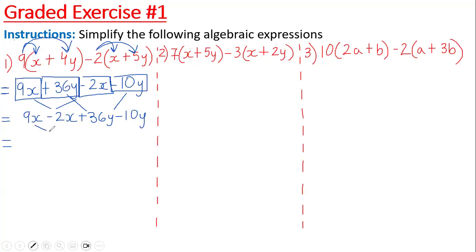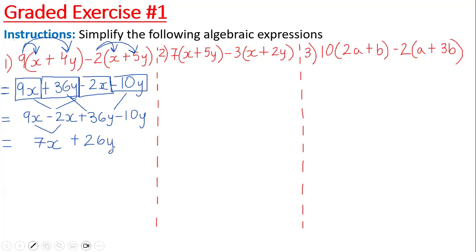9x minus 2x gives us what? 7x. And we have plus. What is 36 minus 10? 26. So it's going to be 26 what? 26y. Did anyone get 7x plus 26y? I did.